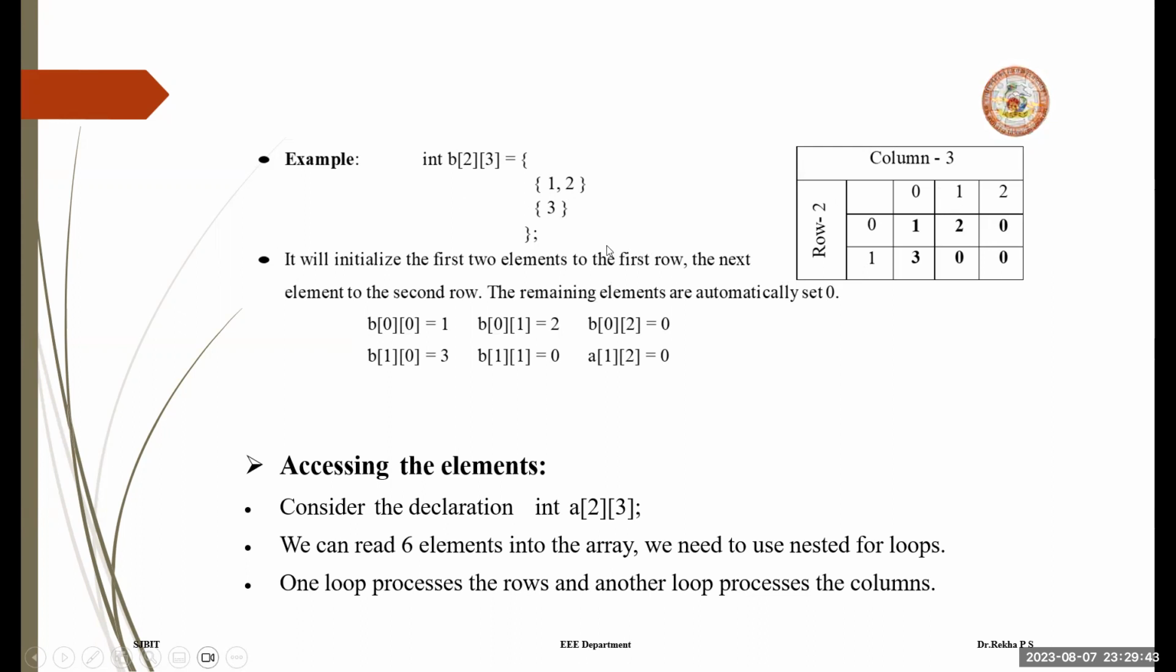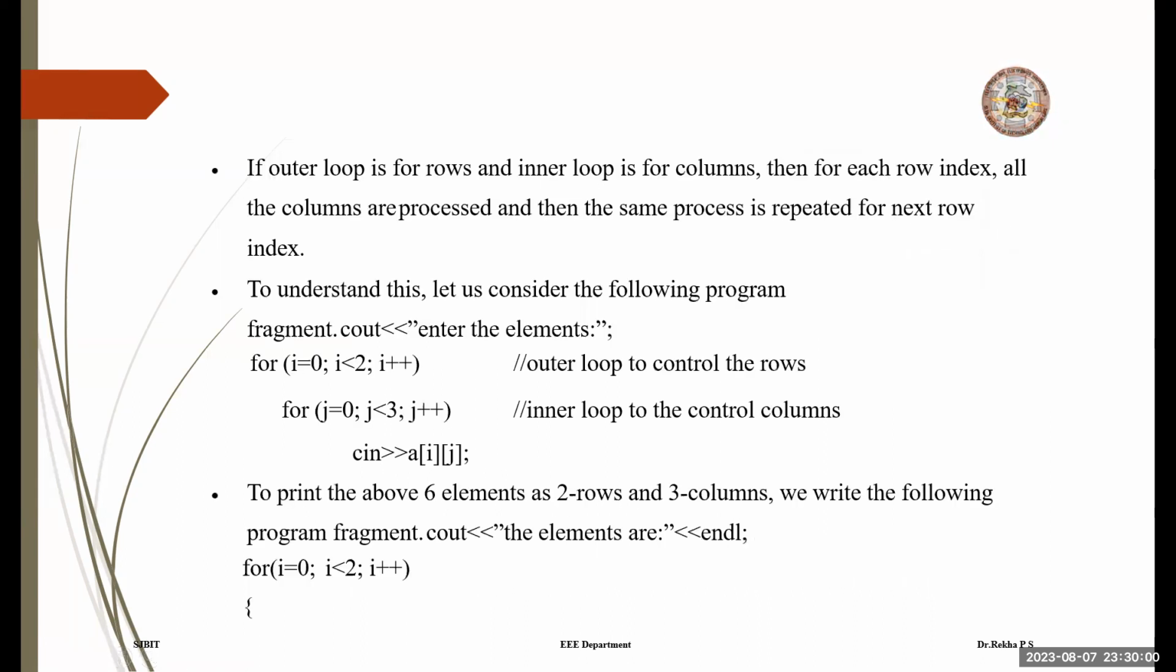So how do you access the elements? Consider the declaration int A[2][3]. We can read 6 elements into the array. We need to use nested for loops. One loop processes the rows and another loop processes the columns. If the outer loop is for rows and the inner loop is for columns, then for each row index, all the columns are processed and then the same process is repeated for the next row index.